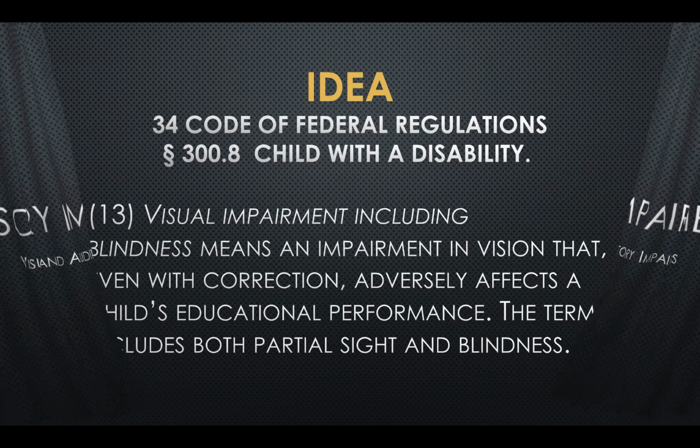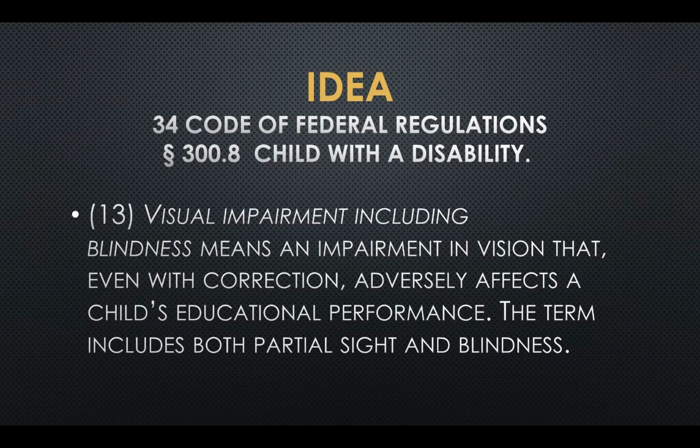So let's look at IDEA's definition of visual impairments. It includes blindness, meaning an impairment in vision that, even with correction, adversely affects a child's educational performance. This term includes partial sight and blindness. Rarely will you get somebody that is completely blind and not able to see anything. There is some residual vision, and we want to use as much residual vision as possible.